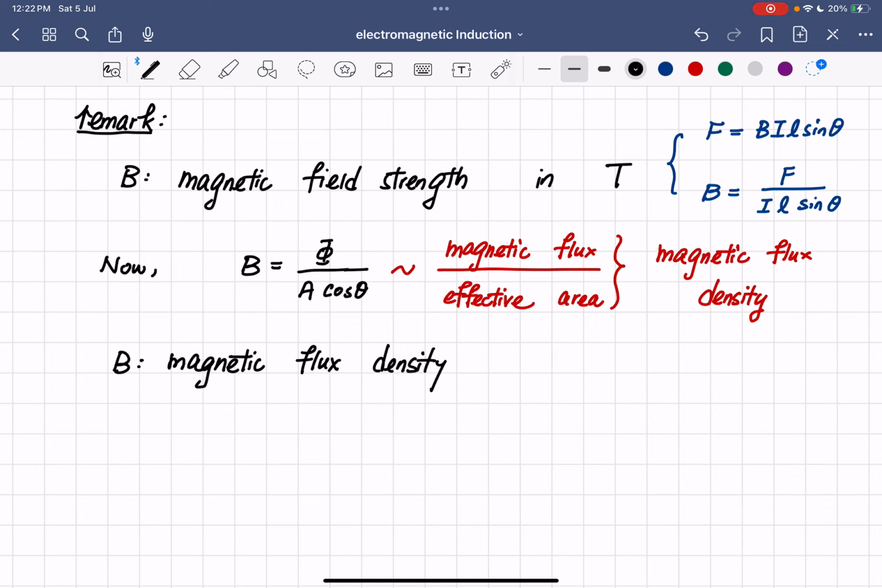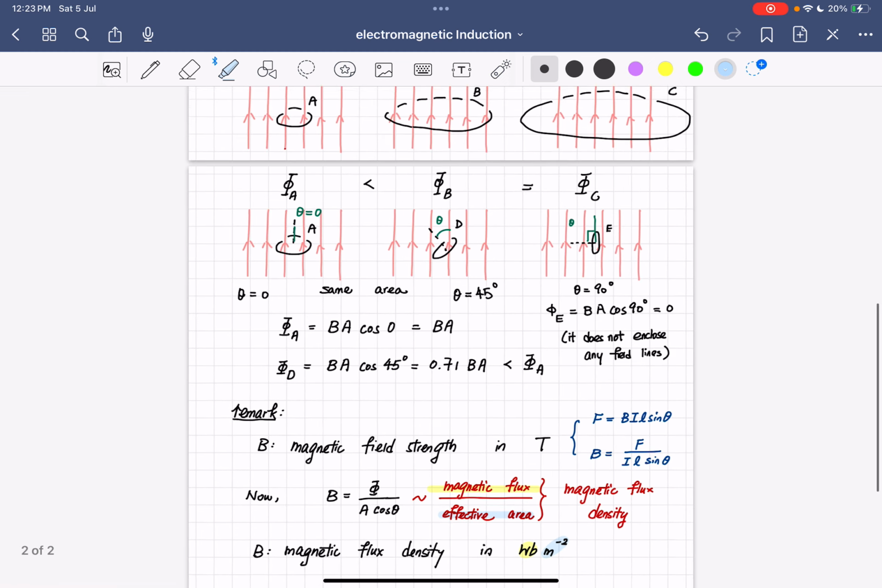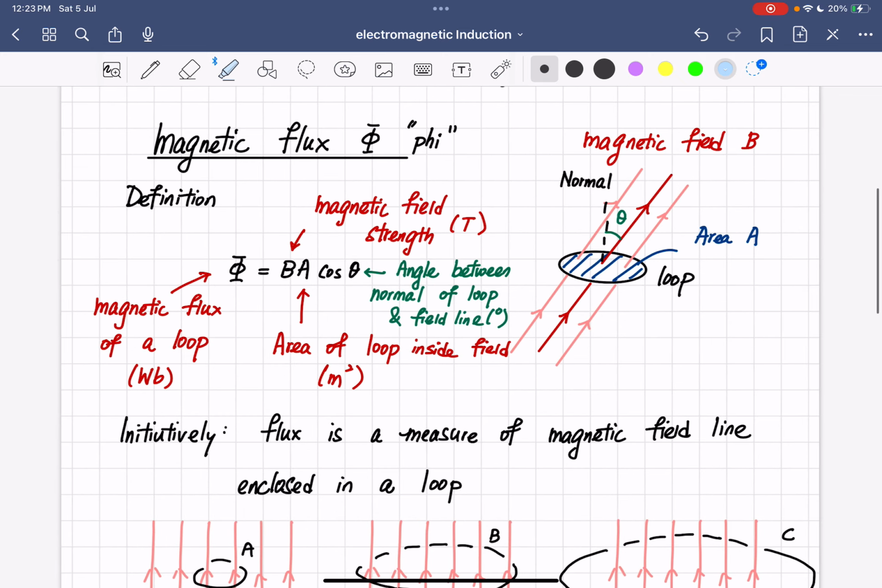The unit of the magnetic flux density: we look at the unit of magnetic flux, which is the Weber, and then the unit of area, which is meter square, so in the denominator, meter minus 2. So we now have a new name for the magnetic flux density. And this is what we introduced as a new physical quantity. We call it magnetic flux.